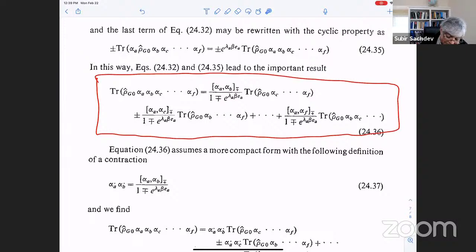And this object, as we'll see, we haven't evaluated that. This is just the contraction of A with B. So this object is what we're going to define to be equal to alpha A contraction with alpha B in our notation. And similarly, this is a contraction of A with C, this is a contraction of A with F, and so on. So basically, A has been contracted away with everything, and you're left with the other operators. And now you keep doing this over and over again. I guess they say that here.